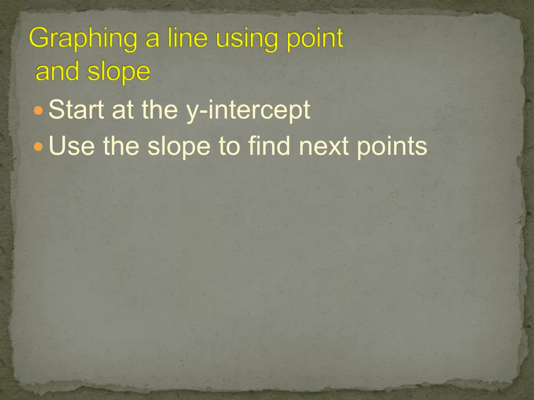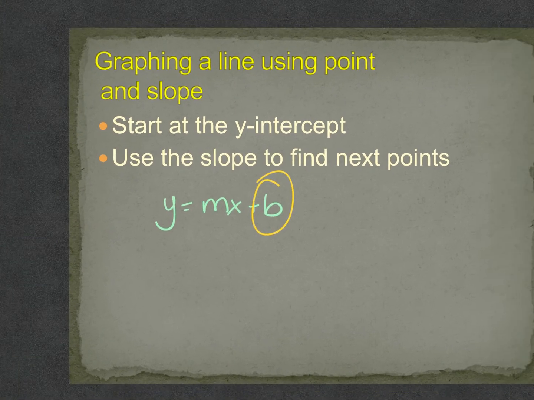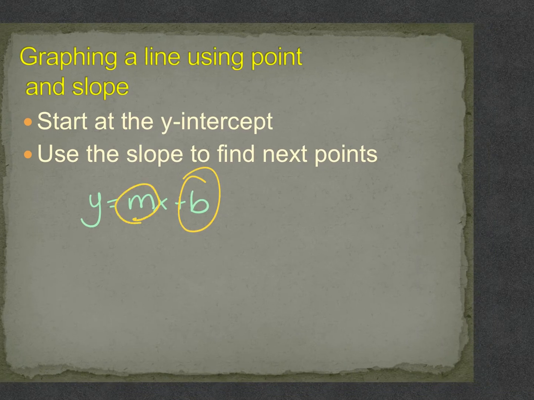Okay, graphing using a point and slope. So when we're given a graph in point slope format, we're going to start on the y-axis at the value that's b, which is your y-intercept. And then we're going to use the slope to find the next points. So we'll count the rise over run from your y-intercept.